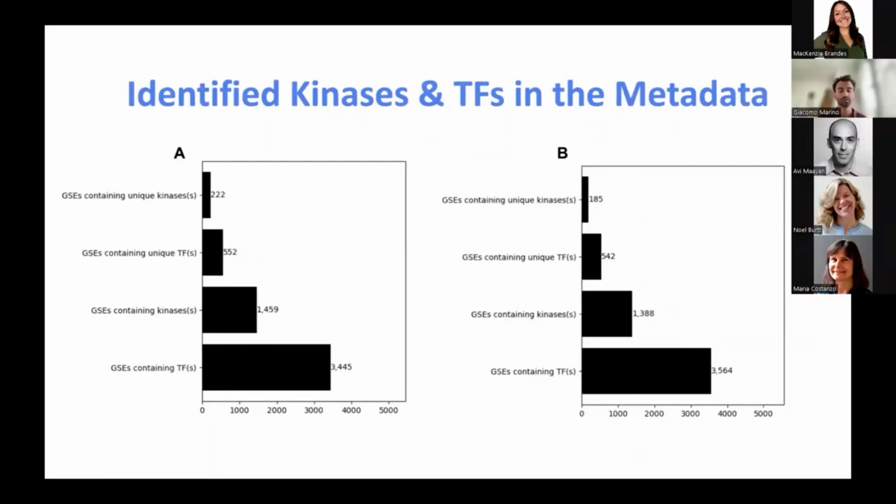And from those genes, we can also look for kinases and transcription factors, which we'll use for benchmarking later on. We can see that we have quite a comprehensive view: about 550 unique transcription factors across both human and mouse, and about 200 kinases for human and mouse as well.